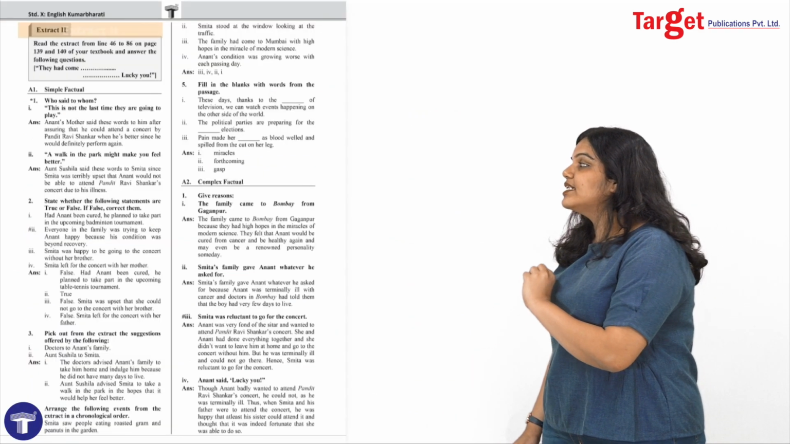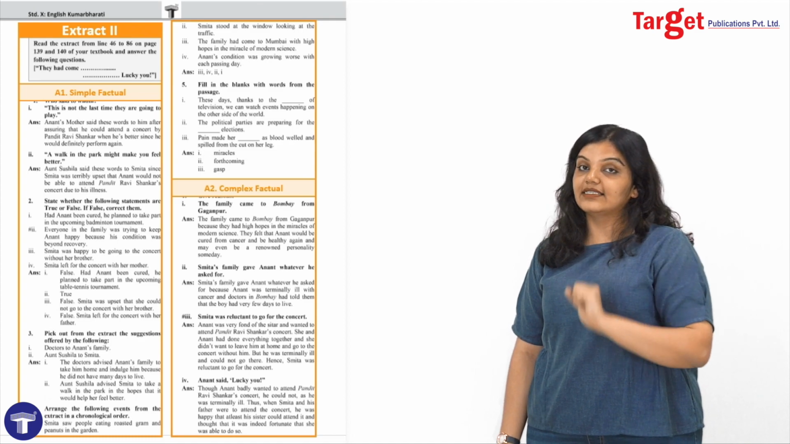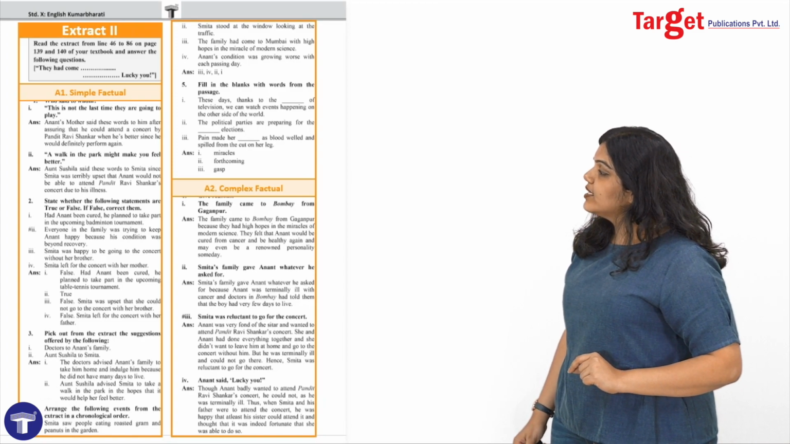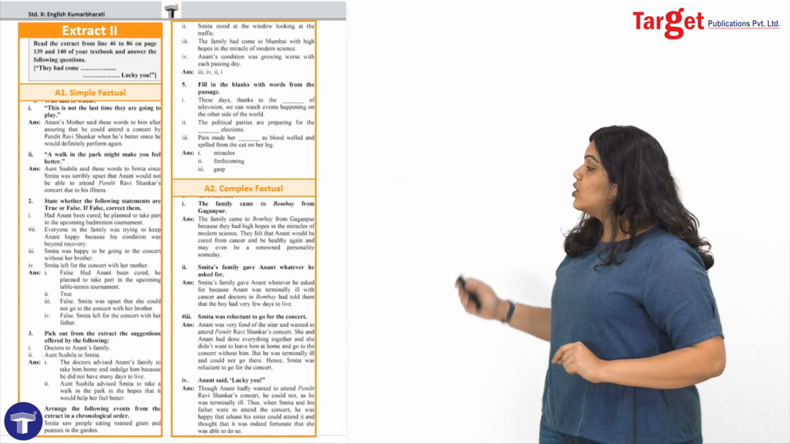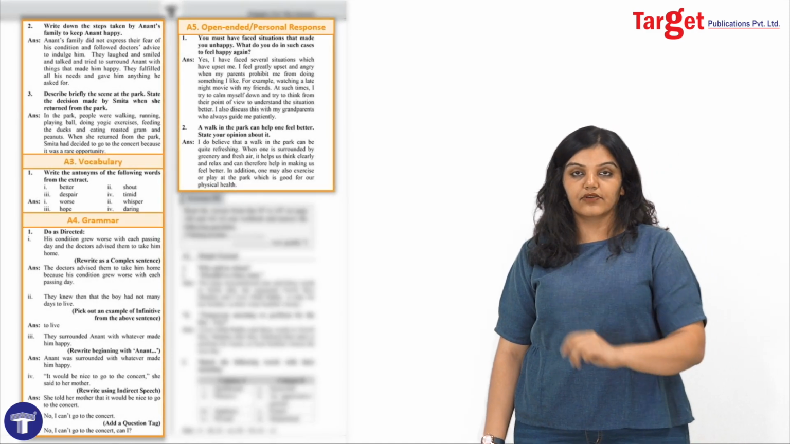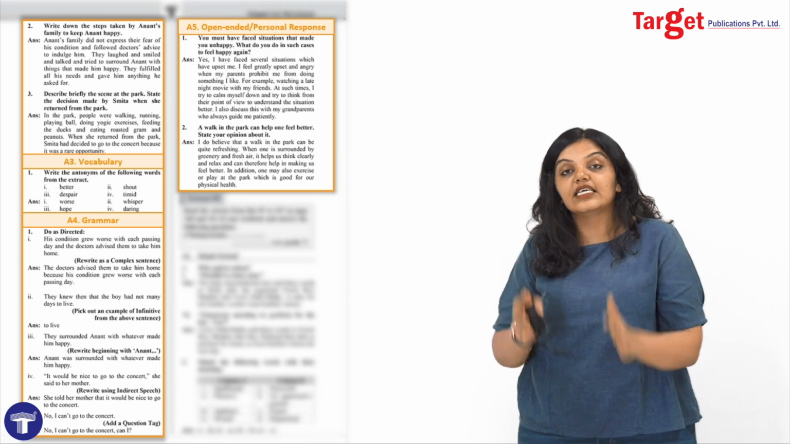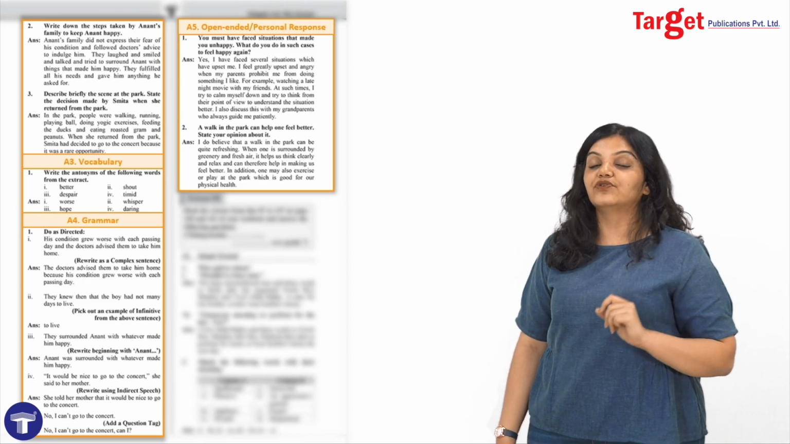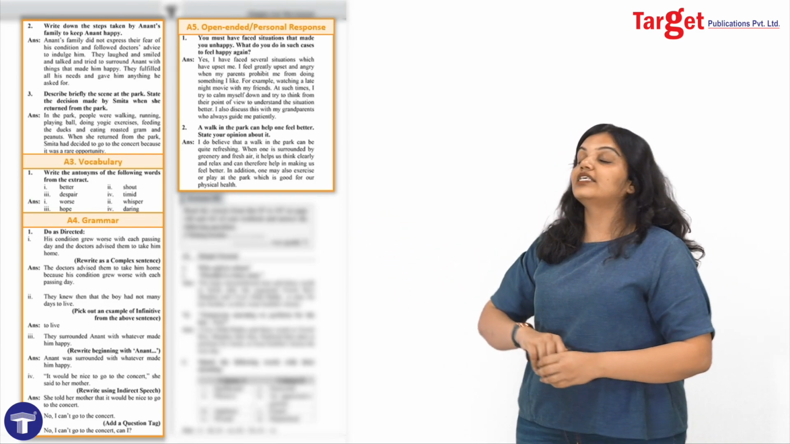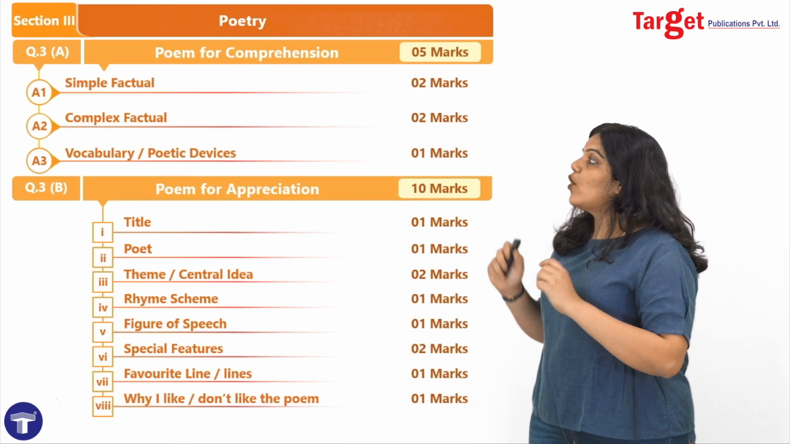As you can see, the chapter is divided into extracts. Under each extract, you have been given the format that you need to solve the paper correctly. That is, each of them has all the different types of questions: simple factual, complex factual, vocabulary-based, grammar-based, and open-ended and personal response questions. So you can see we have covered every single type of question under every single extract. Now at this point, I would like to reiterate that language study may also have some questions in the grammar section at the end of every single extract. Now, after you have seen this, let's move on to question 3.